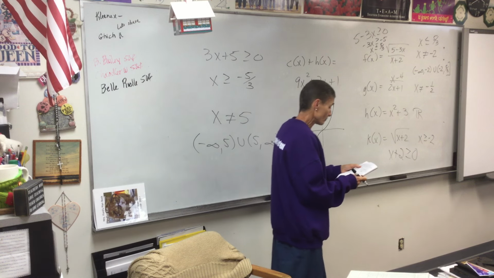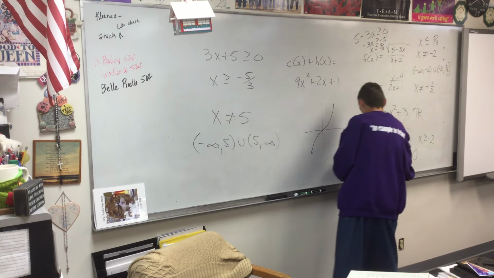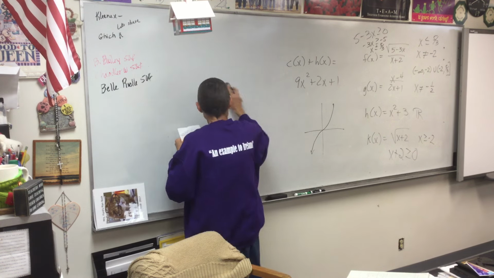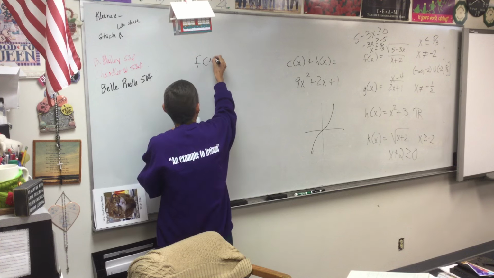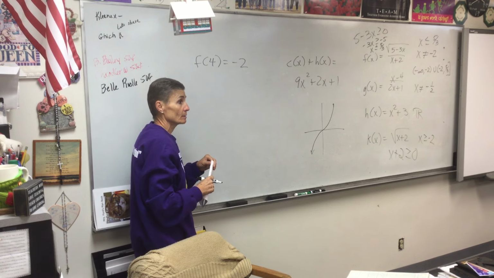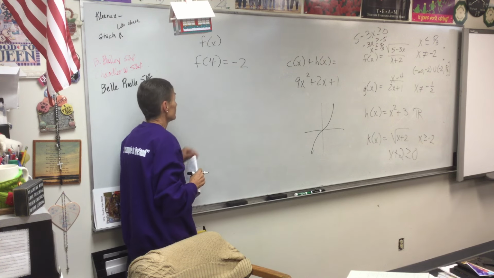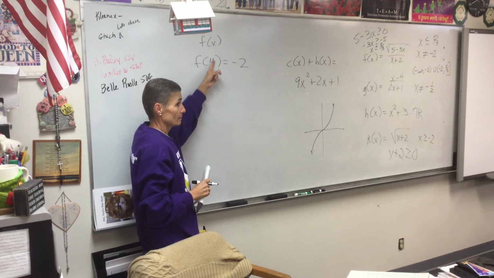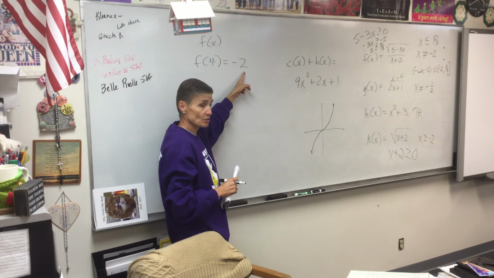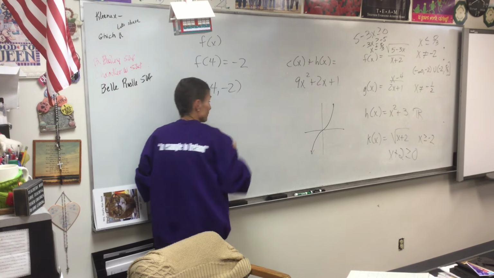Number 2. Even, odd, or neither. This is strange. What does the notation f of 4 equals -2 mean? What does that correspond with? What's 4? X. What's this? That's the answer. That is your y. So this is the point (4, -2).